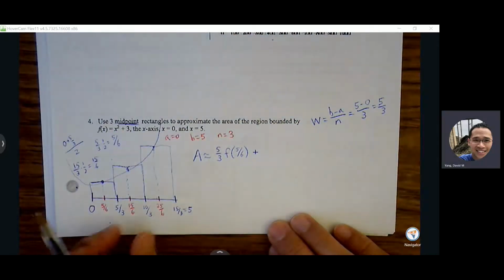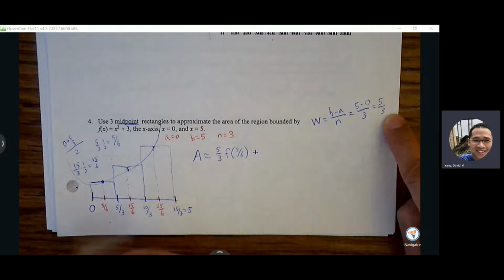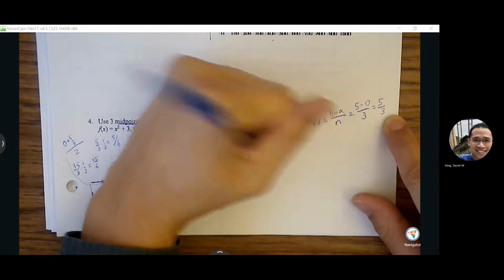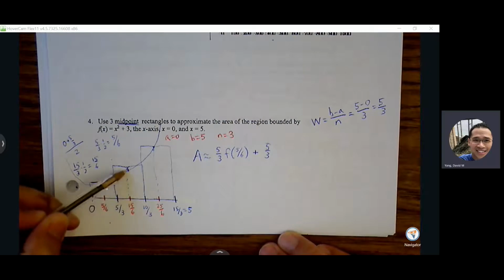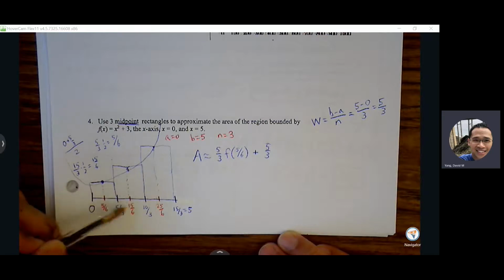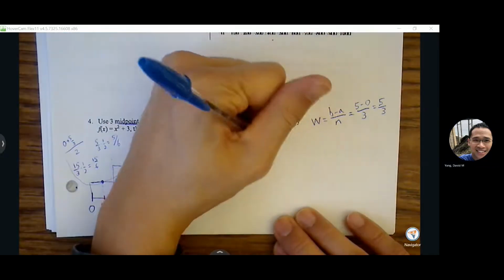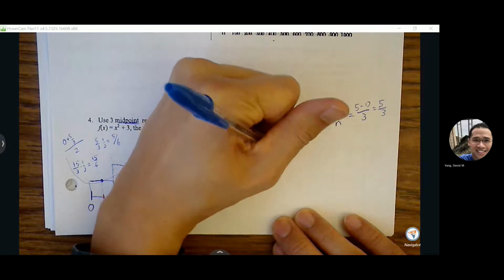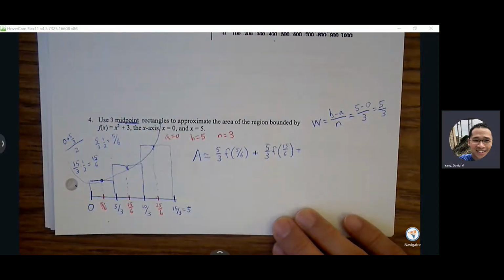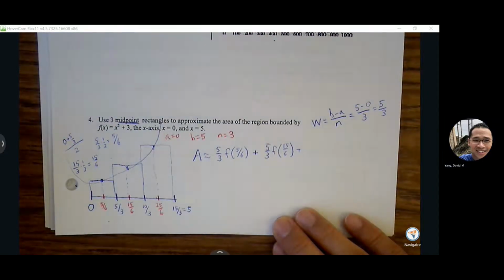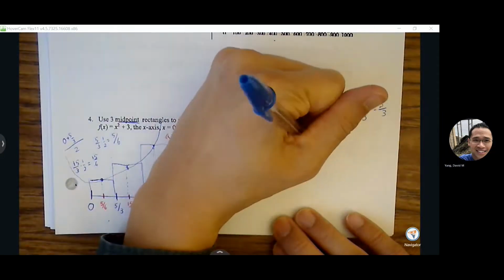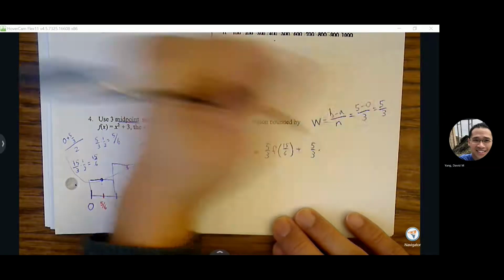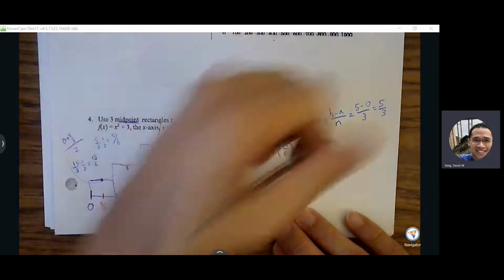Okay, keep going. The second rectangle has a width of 5/3. But now I want to figure out the y value at 15/6, because 15/6 is the midpoint height of my second rectangle, f of 15/6. Okay. Third rectangle. And then f of 25/6.